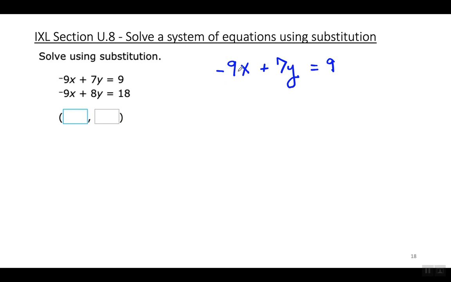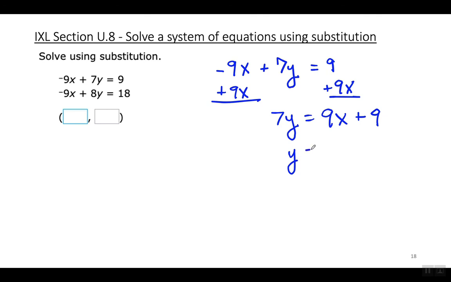All right, so I'm going to move negative 9x to the right by adding 9x to both sides. When I do that, I'm going to get 7y equals 9x plus 9. Now I'm going to have a fraction here again. So y equals 9 over 7x plus 9 over 7.